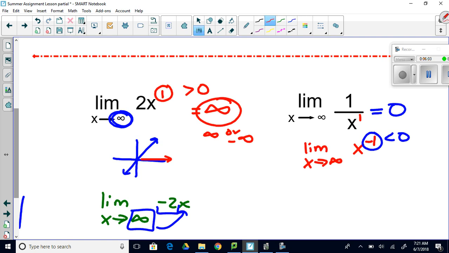Which makes sense because as x gets bigger and bigger, if we start with 1, we have 1. We go to 10, we have 1/10, 1/100th. As x gets bigger and bigger and bigger, this number is actually getting closer to 0.